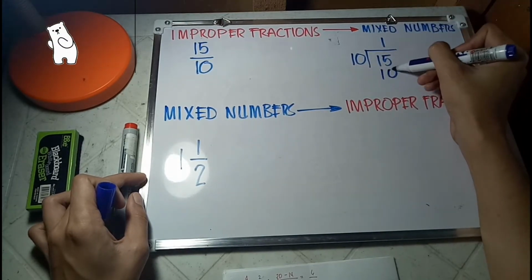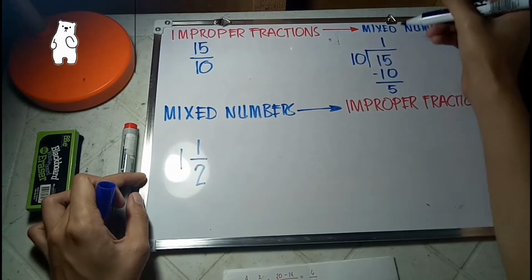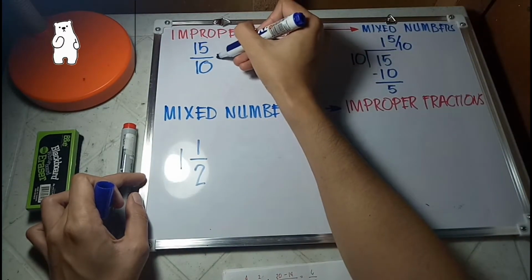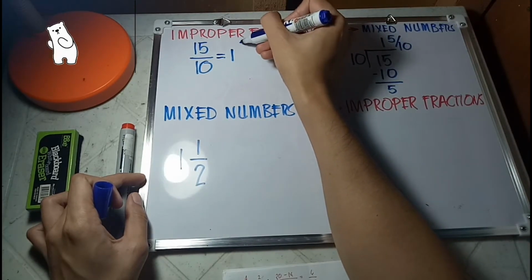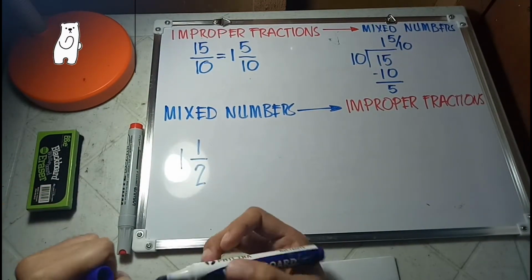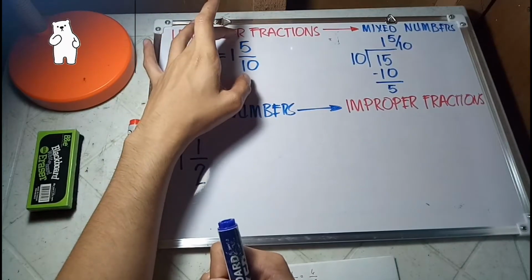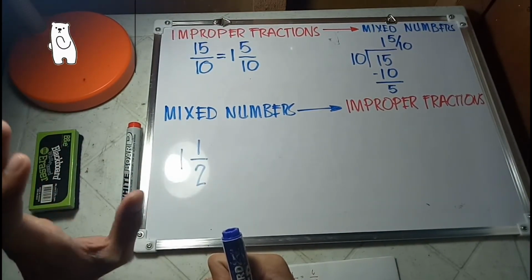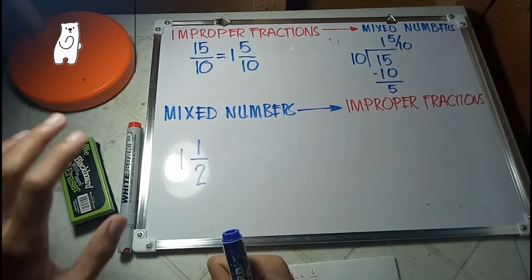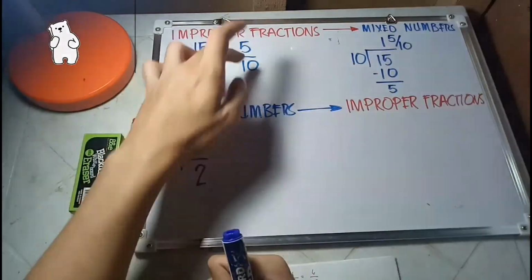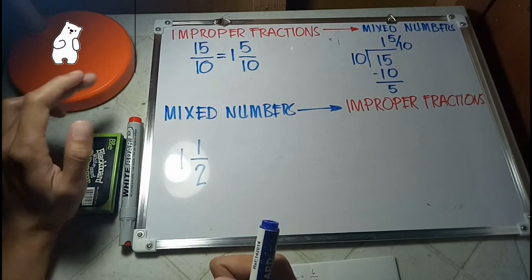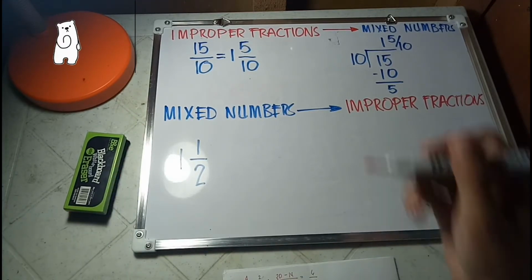1 times 10, subtract, 5. Now 10 and 5 cannot be divided, so 5 will be our numerator and 10 will be our denominator. So 15 over 10 is equal to 1 and 5 over 10. Now guys, hindi pa po ito yung final answer natin. As you can see the fraction 5 over 10, kung mapapansin nyo, meron siyang commonality, or tinatawag natin LCD, kumbaga. So, yung commonality nila is 5. We can still reduce this fraction into a smaller value.